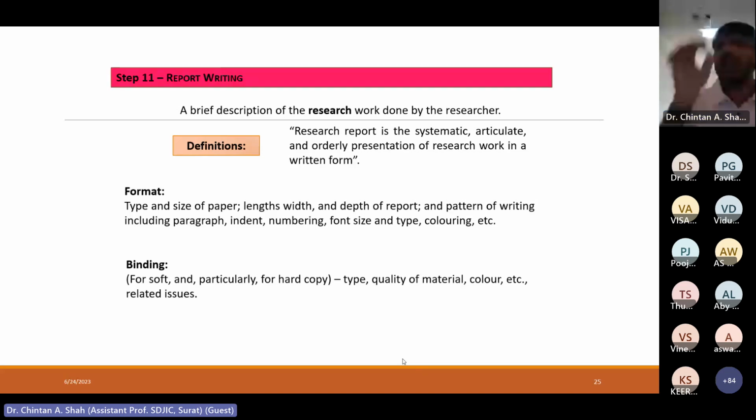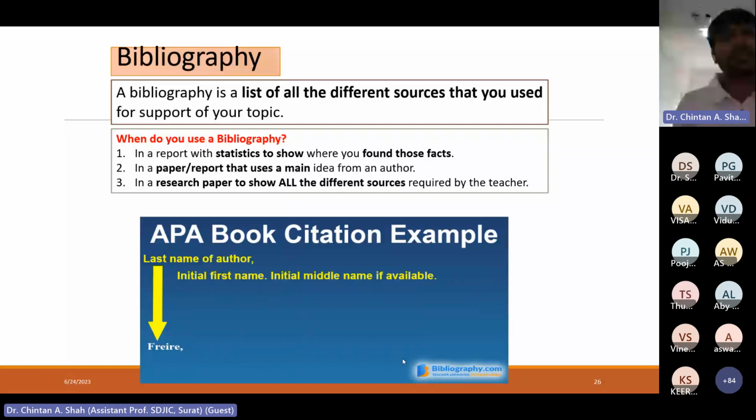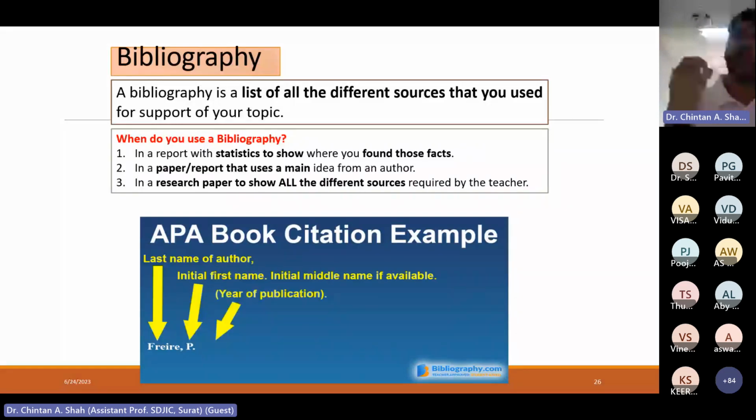Fine. And the most important, another suggestion from my end to the organizing committee in future: if you want to organize a session, you can organize a session on personality development, how to write a bibliography. Most of the people are not aware of how to write a bibliography, how to do citation, how to do referencing. That is very important.